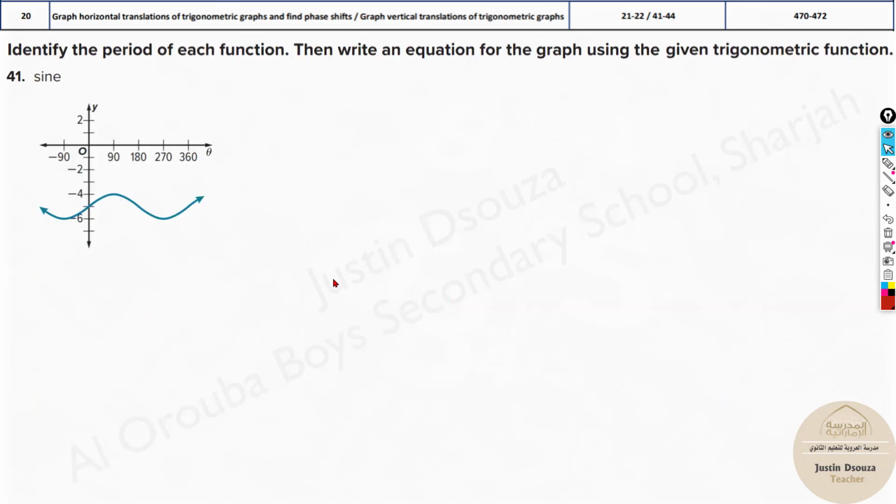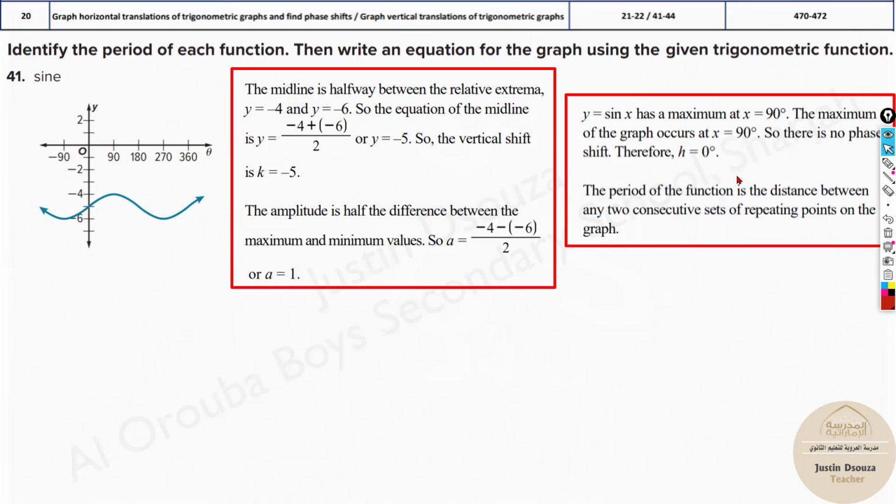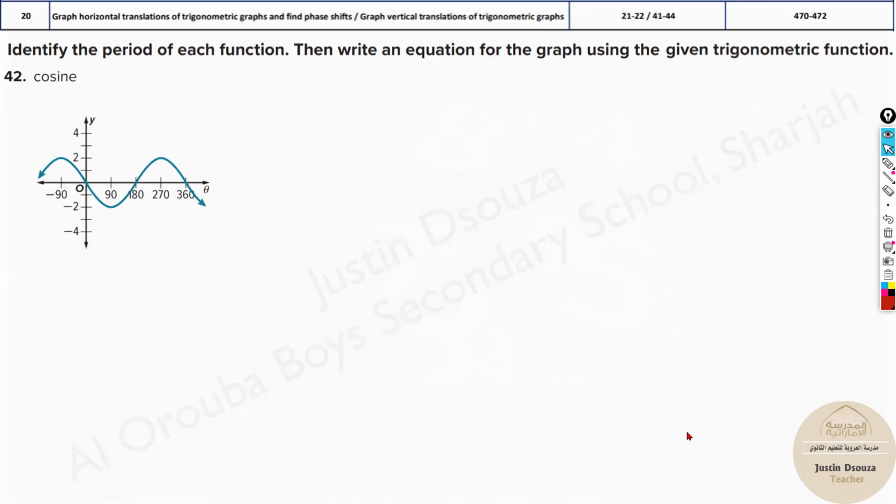Now let's try this one. Here, this is which function? It's a sine function, but there is no phase shift over here. It's the same thing. How about we see a problem with a phase shift? So here, just do the same thing, the same formulas. There is no phase shift. Why? Because it starts from 0 and it keeps on going. So then the period and then the equation.